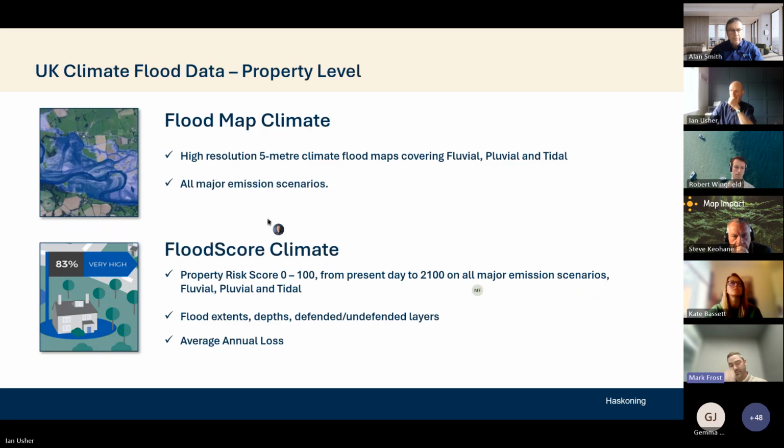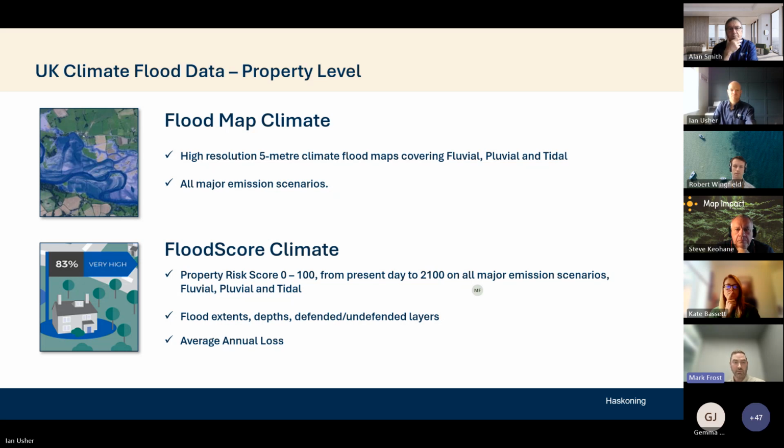Again, that highlights the point that from a planning perspective and a strategic angle, getting a view on how the risk is likely to change and in which region is going to be key. I've flagged a couple of products here. We've got Flood Map Climate and Flood Score Climate. We do have a Flood Map, which is present day, and Flood Score, which is present day. And then several years ago, we developed the climate version.